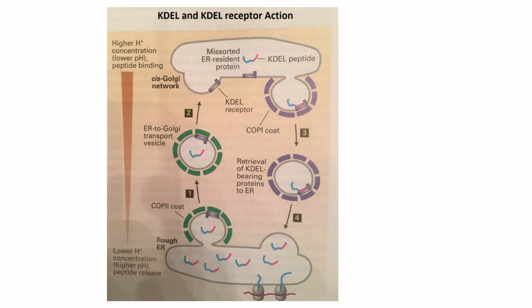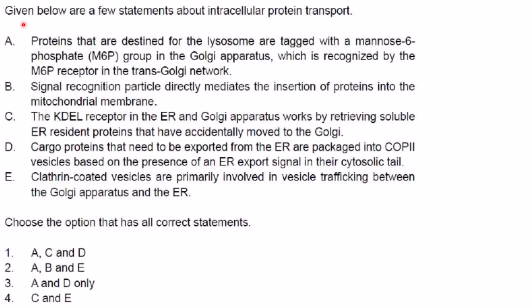Now read the question. Given below are a few statements about intracellular protein transport. Proteins that are destined for the lysosome are tagged with a mannose-6-phosphate group in the Golgi apparatus, which is recognized by the M6P receptor in the trans-Golgi network. That is 100% correct, and the same question has been asked previously in CSIR. So A is correct.